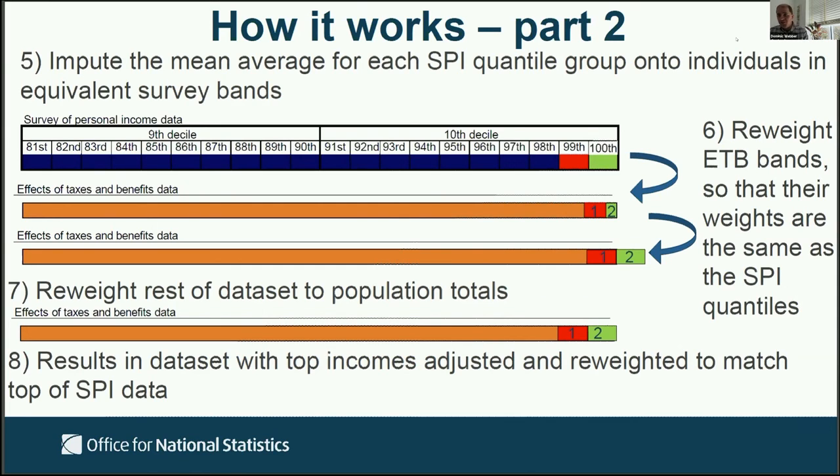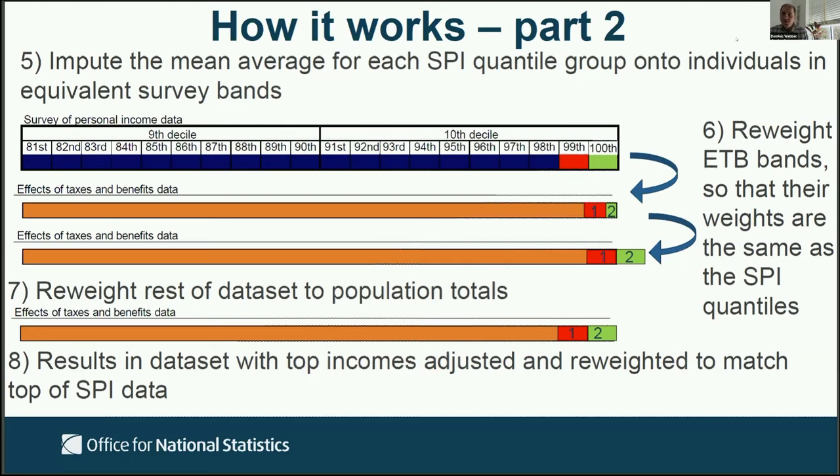So that at the end of those 2 steps, everyone above that threshold within those quantile groups will have the same number of people as on the SPI, and they'll have the same average income as everybody on the SPI. But then, of course, by adding more people into those quantile groups, our overall population totals have increased to a higher level than the true population totals.